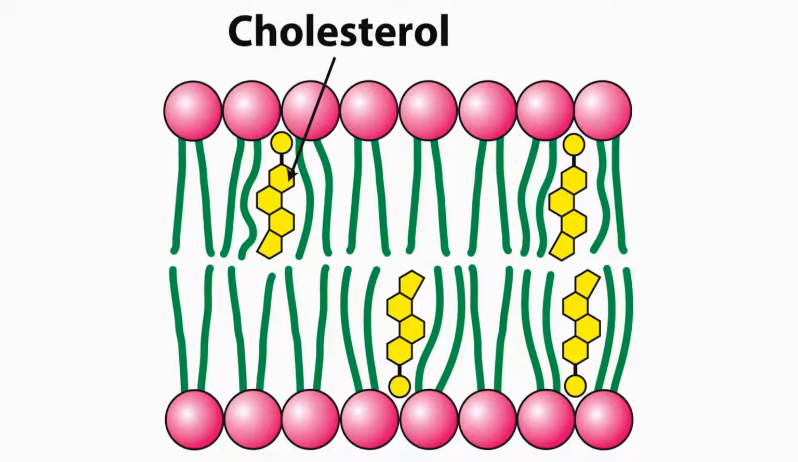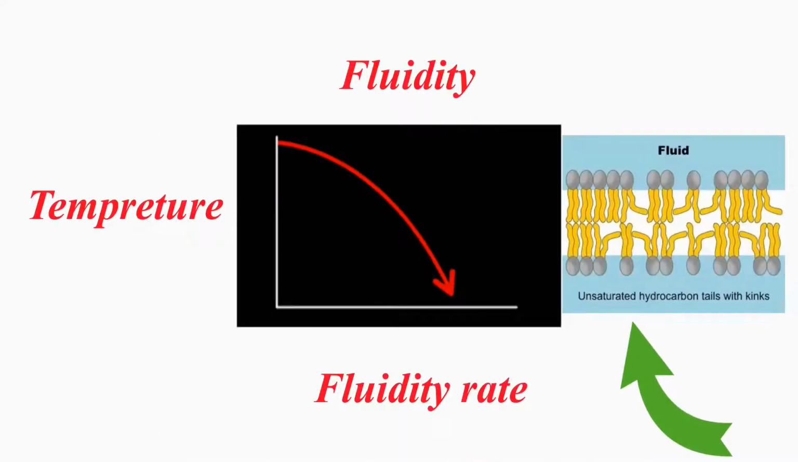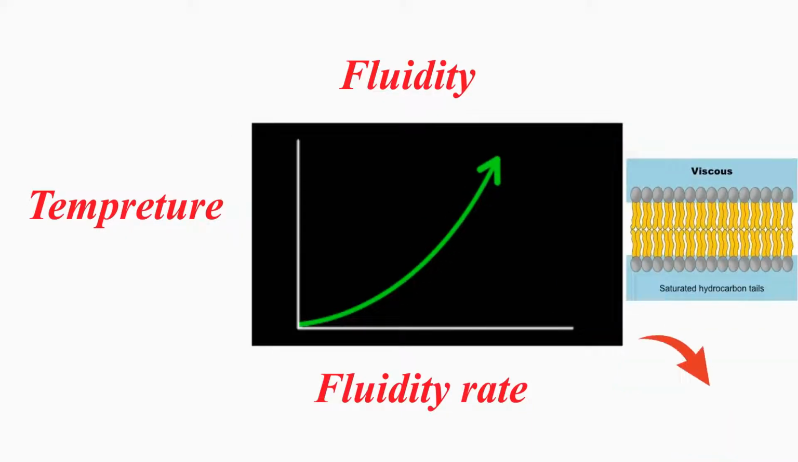Cholesterol is tucked between the hydrophobic tails of the membrane phospholipids. It helps to minimize the effects of temperature on fluidity. At low temperatures, cholesterol increases fluidity by keeping phospholipids from packing tightly together, while at high temperatures, it actually reduces fluidity.